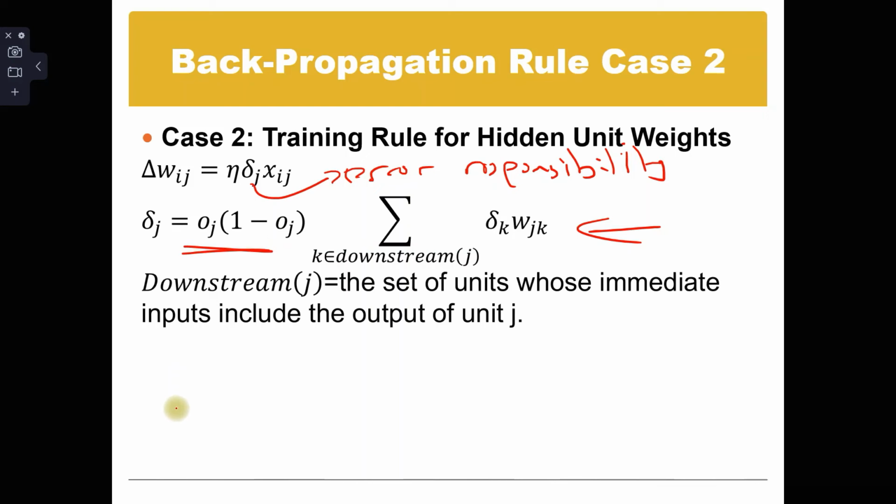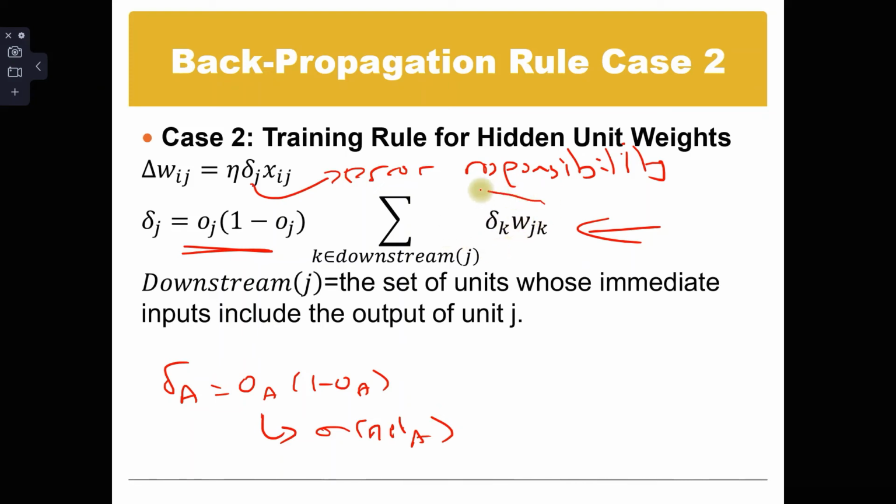This part is easy. If you want to find delta A, you will need to use OA into 1 minus OA. That is the output that you have at A into 1 minus the output that you have at A. And how do you get the output that you have at A? Of course, it is sigma net A that you have already computed. We'll get into that anyway afterward.